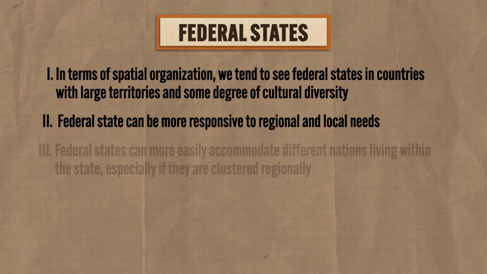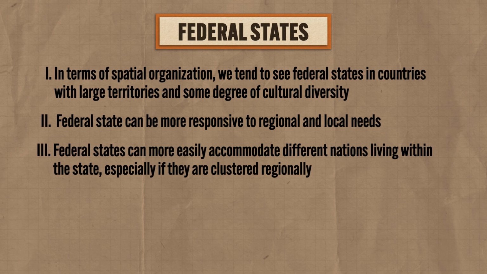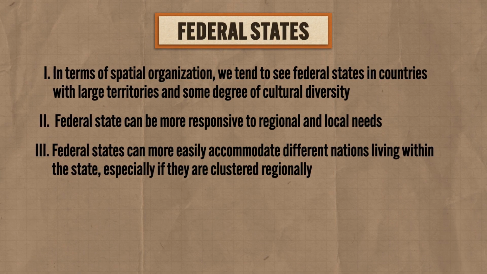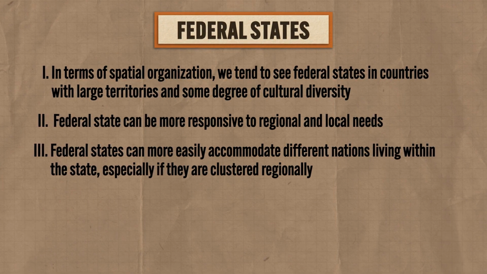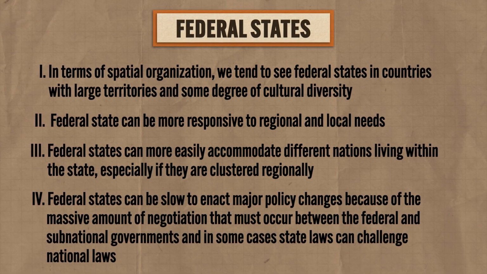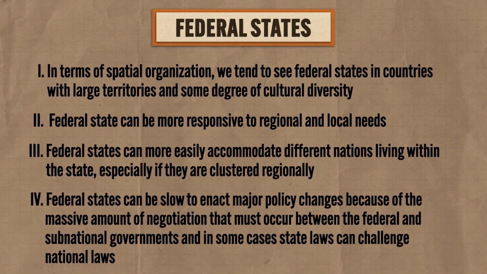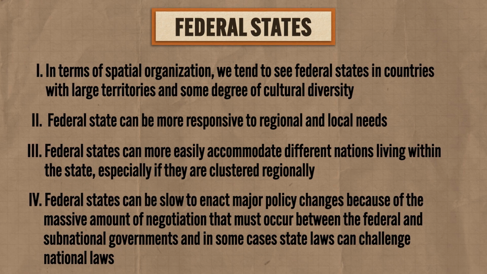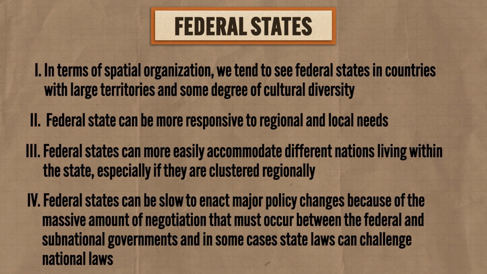Additionally, and by the same reasoning, federal states can more easily accommodate different nations living within the state, especially if they are clustered regionally. But in terms of disadvantages, federal states can be slow to enact major policy changes because of the massive amount of negotiation that must occur between federal and subnational governments. And then another disadvantage is that in some cases, state laws can challenge national laws.